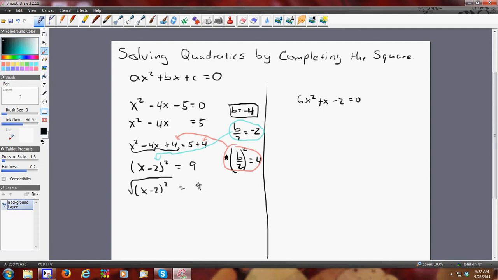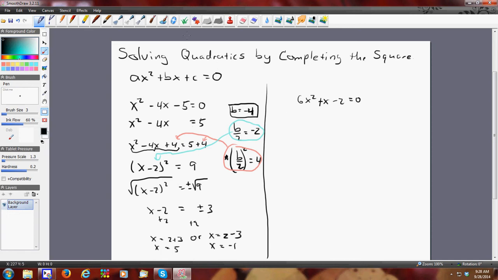Now, when you take the square root of both sides, this has to become plus or minus. And now I'm left with x minus 2 equals plus or minus, well, it's actually 3 now. I'm going to add 2 to both sides, and I get x equals 2 plus 3, or x equals 2 minus 3. So x equals 5, or x equals -1.